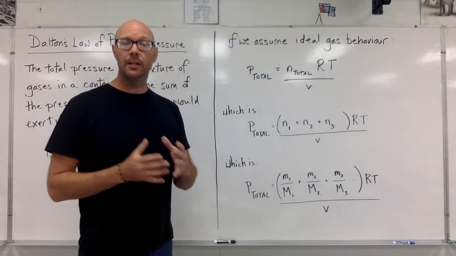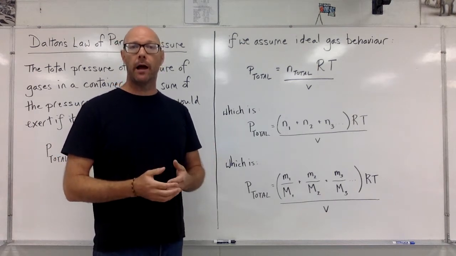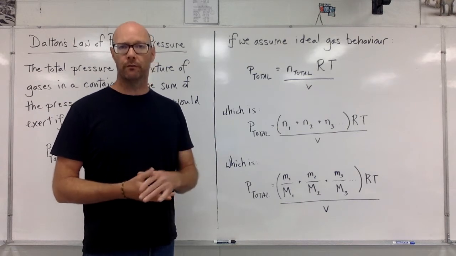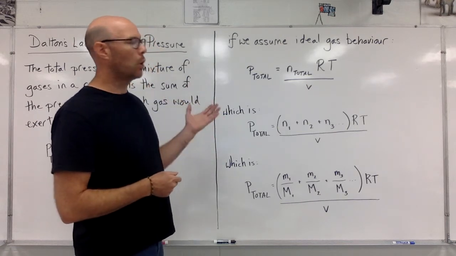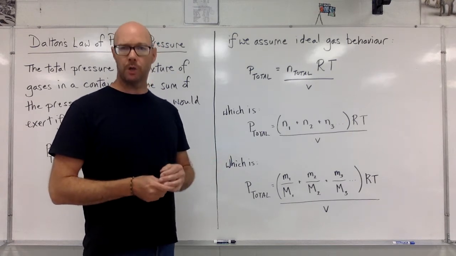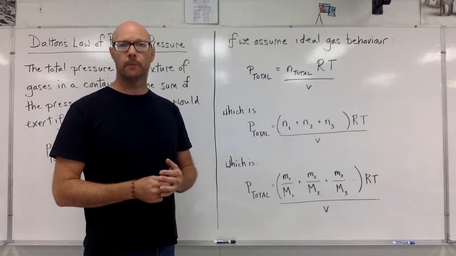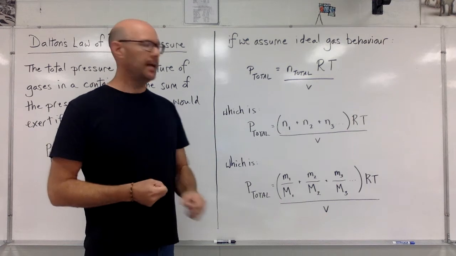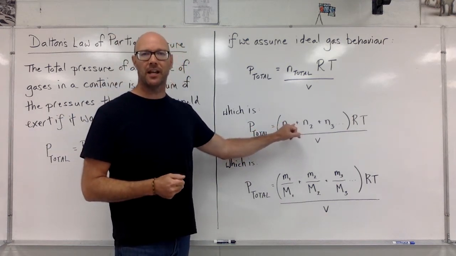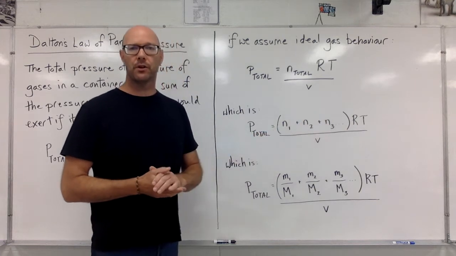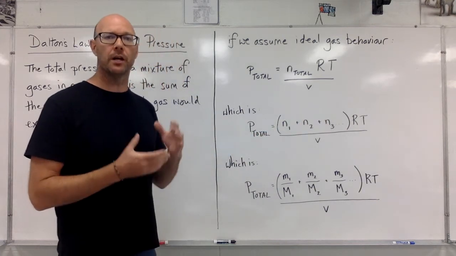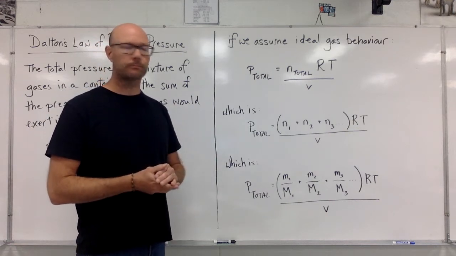If we take the ideal gas law and manipulate it around to solve for pressure, we get P equals nRT over V. But now, the total pressure equals the total moles times R times T over V. But what's the total moles? It's the moles of the first gas plus the moles of the second gas plus the moles of the third gas times R times T over V to give us the total pressure.